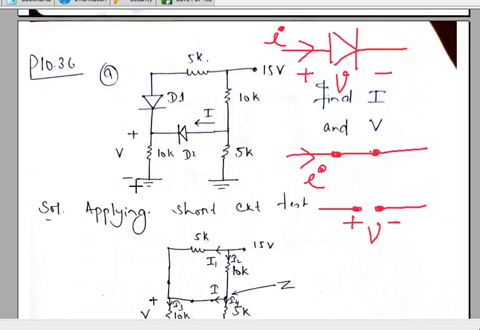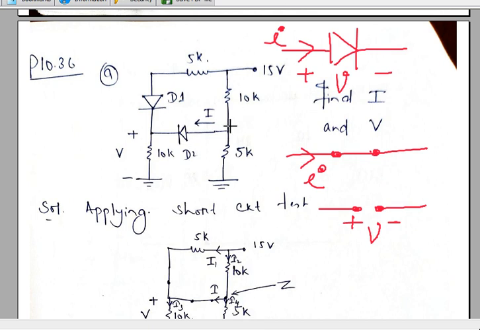Focus on the next problem, that is problem number 10.36. Here is the question given, and the task is to find this voltage V and this current I. In the question it is mentioned that the diodes are ideal, meaning they are replaced by a short circuit when they are on and an open circuit when they are off.